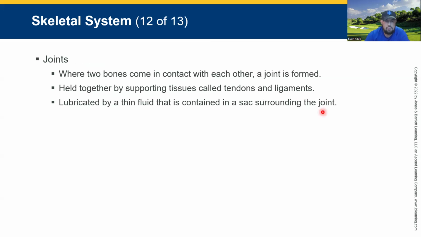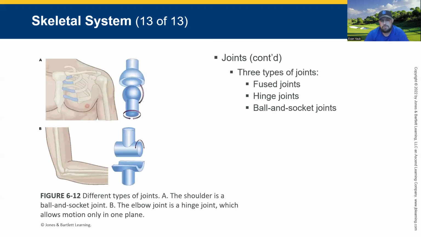Joints: where two bones come in contact with each other, a joint is formed. Held together by supporting tissue called tendons and ligaments, and lubricated by a thin fluid that is contained in a sac surrounding the joint. So there are different types of joints. There are fused joints, where the two come together and are fused together. They don't move.